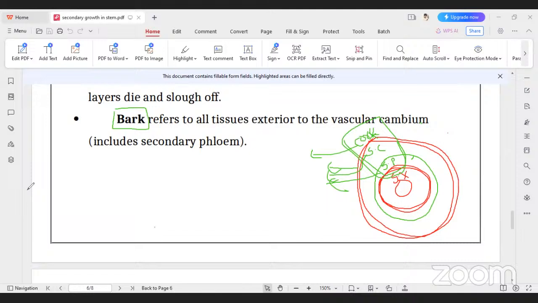So all the tissue outside the vascular cambium, this is the vascular cambium, right? Outside the vascular cambium, from the secondary phloem to the cork cells, are all called bark. It includes secondary phloem and periderm. What is periderm? I already told you: phellogen plus phellum plus phelloderm. These three together form the periderm. Is it clear? Any doubt in this?